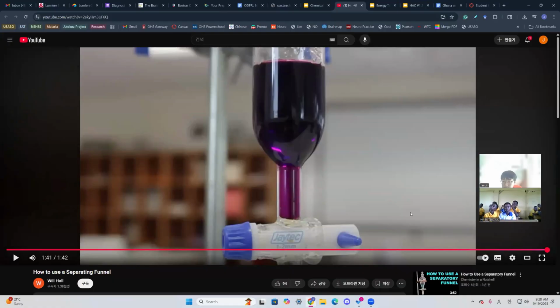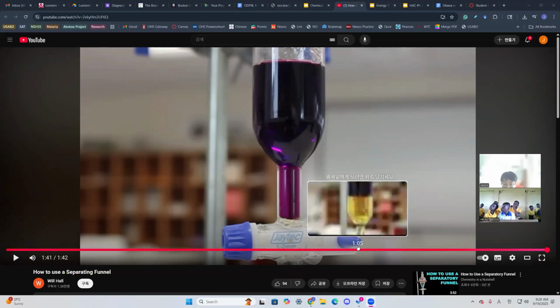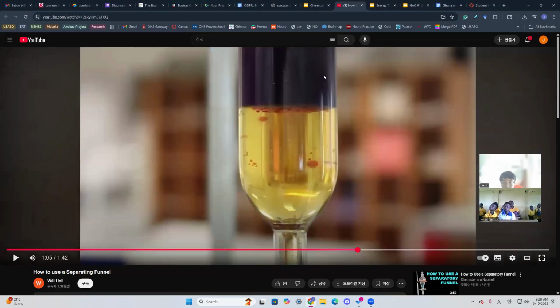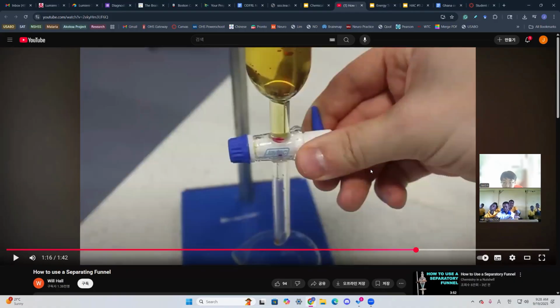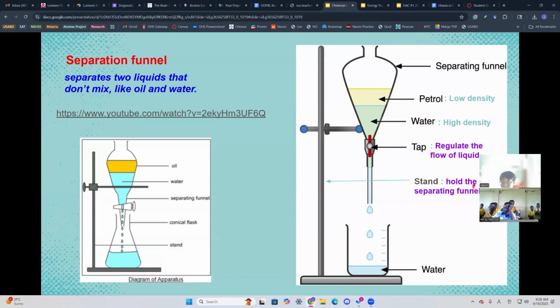So I hope everyone was able to see how separating funnels were used. Here you can see, can everyone see two layers of liquid? There is this purple layer on top and this yellow liquid at the bottom. Separating funnels are used to separate these two liquids. You can see this person twisted the knob to let only the bottom liquid through, and that is how he was able to separate two liquids. That was the separating funnel.